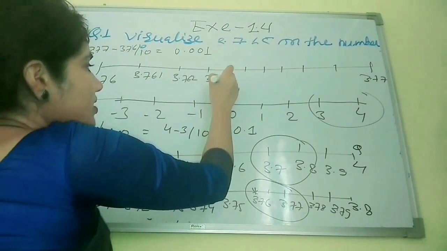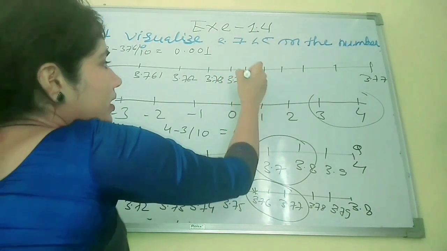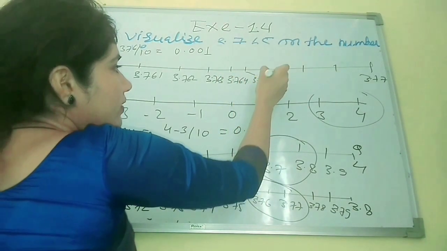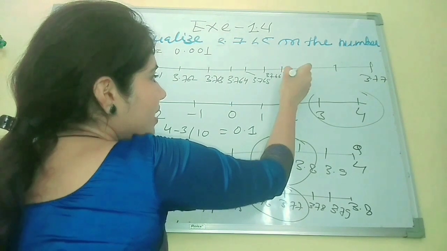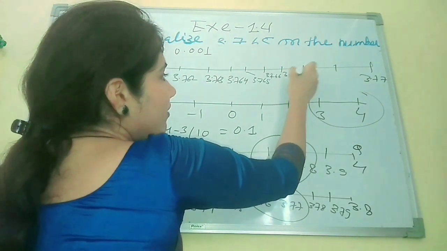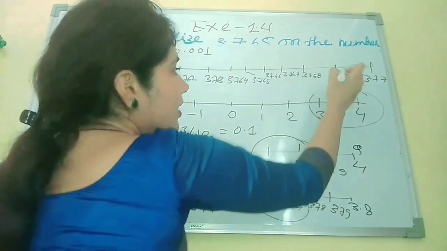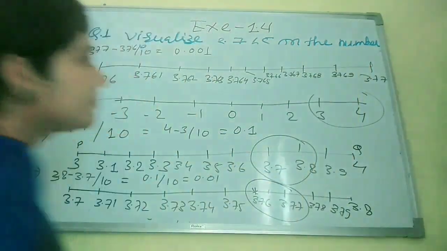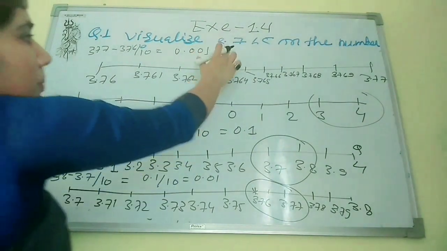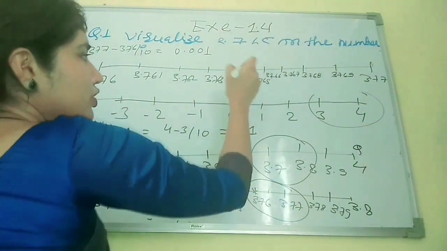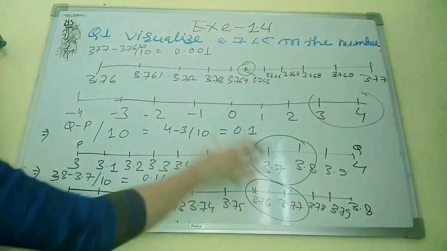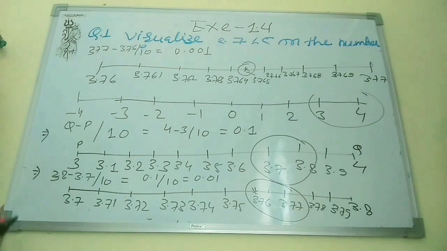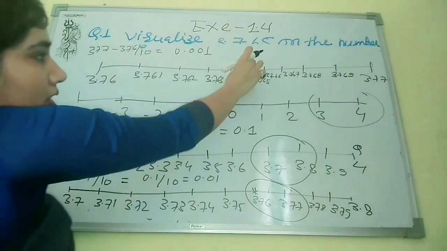3.762, 3.763, 3.764, 3.765, 3.766, 3.767, 3.768, 3.769. Now 3.765, this is the position of 3.765. This is the successive magnification method. We are just magnifying all the portion which was very small to understand the real position of the number.